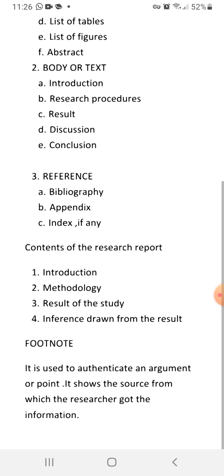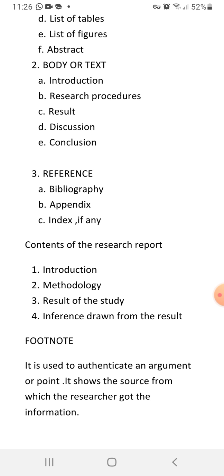Okay, then footnote. Always add a footnote. It is used to authenticate an argument or point. It shows the source from which the researcher got the information.